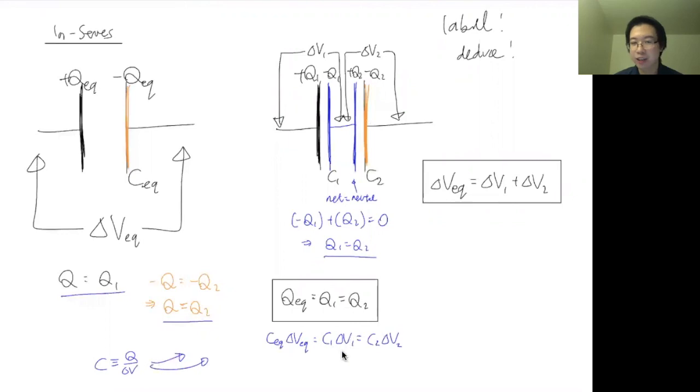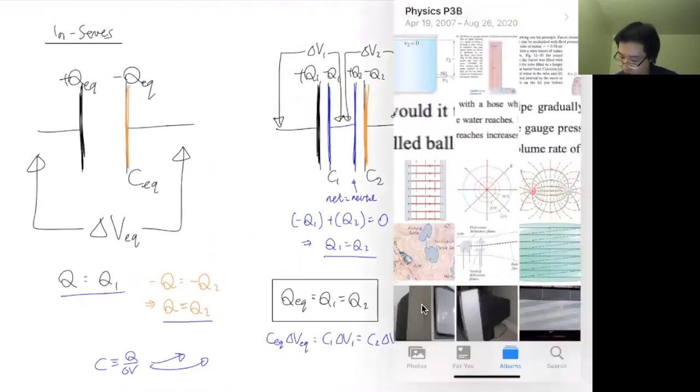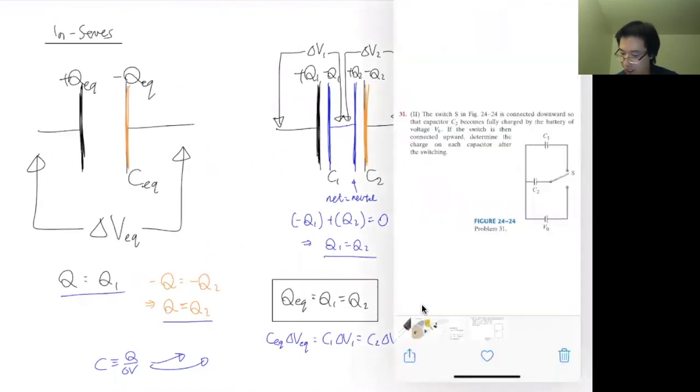You can find it out this way. Or if you know the overall equivalent potential difference, and you know C1, then you can deduce what V1 is. Or if you know C2, you can deduce what V2 is. So a lot of the homework problems are something similar to this kind of situation, right?